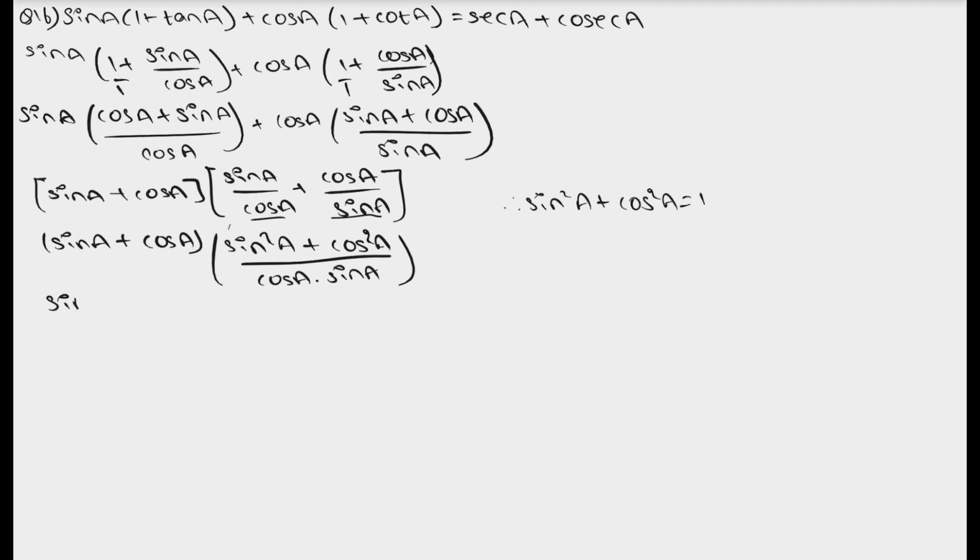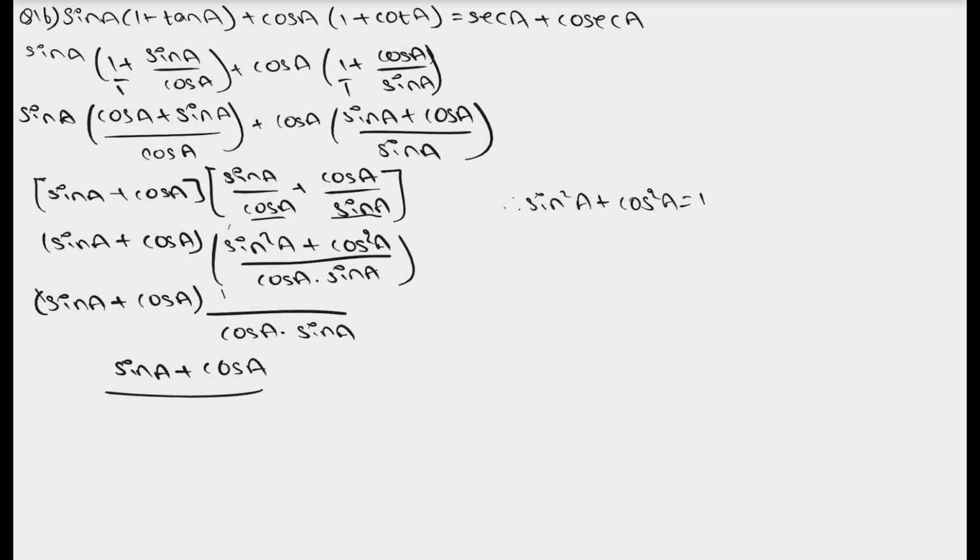So our remaining values will be sin A plus cos A into 1 by cos A into sin A. This we can write as sin A plus cos A by cos A into sin A. So if we observe, in the numerator we have two terms. Let's separate those two terms and write them individually. We'll get sin A by cos A into sin A, plus the second term, which is cos A by cos A into sin A.